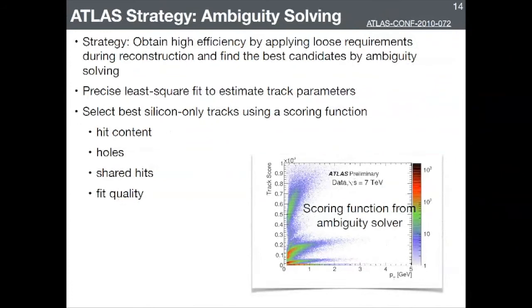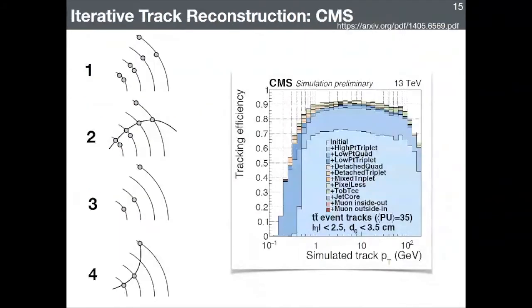This is the score from the ambiguity solver as a function of the track PT. Essentially, the variables that you use to define it are things like the hit content, whether there are any missing hits on the track, and whether they're shared between others. You choose the best tracks, and you keep going down until you've used up all your hits and assigned them to tracks.